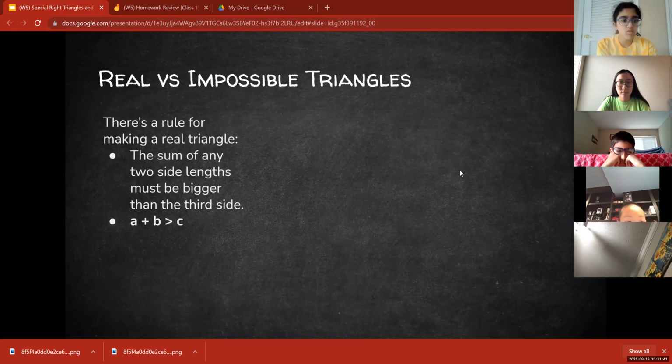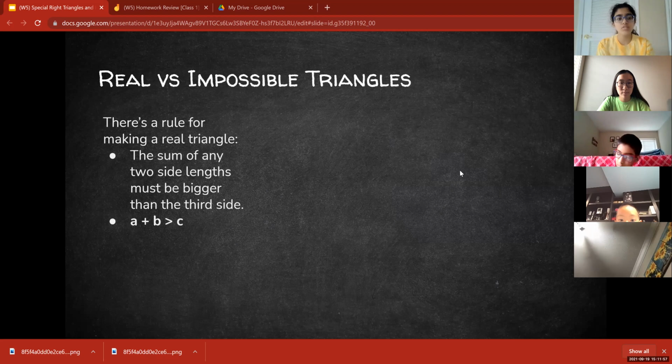So there's a rule for making a real triangle, or a triangle that can actually be made in real life. And that's the sum of the two smallest side lengths has to be bigger than the third side length, right? And otherwise, if this is not true, that means that the lines won't be able to connect, or it'll form a line. So make sure to write down this, and it's the triangle inequality theorem. The name of this inequality.